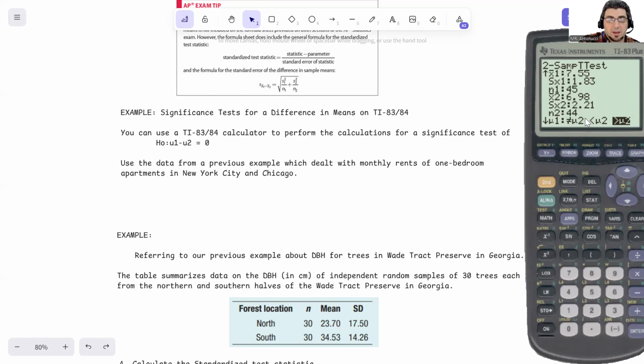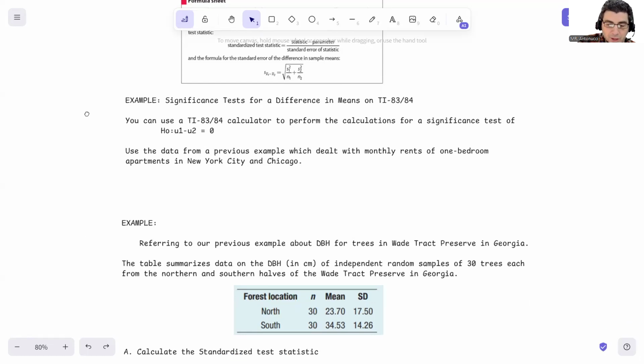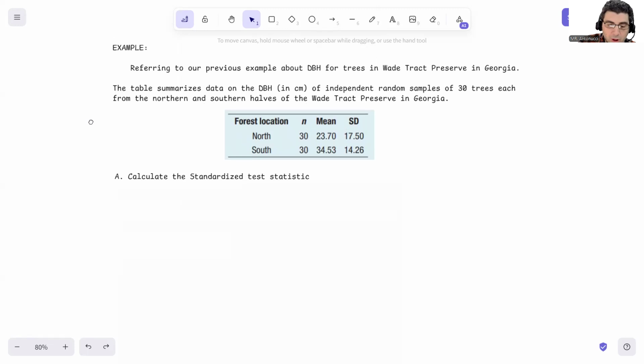Make sure you pick the correct alternative. In this case, we're looking for a greater than alternative hypothesis. And you always leave it on no for the pooled, and then we're going to calculate that. And so what this is going to do, it's going to give us our t value, our p value, and the degrees of freedom, as well as reproduce the summary statistics for us. But it's important to note that the t value and the p value there is how we get that on the calculator. Okay, so let's look at a specific example where we're going to run through all of this stuff.